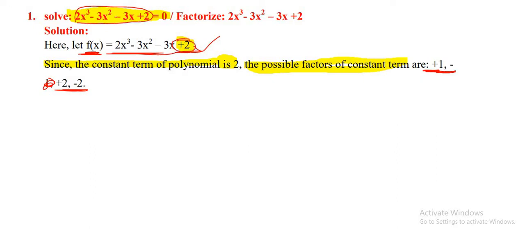So while solving these types of questions, first we should write the constant term and then write the possible factors of the constant term. You know that among the factors of the constant term, there will be at least one factor which will satisfy the given polynomial. It means among plus 1, minus 1, plus 2 and minus 2, at least one value will satisfy the given polynomial f of x. So I am going to find such a value by which the value of f of x becomes 0.